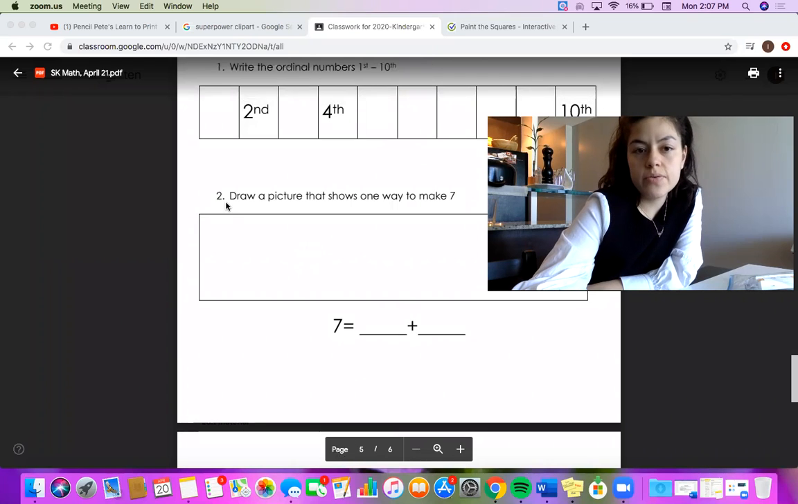In question number 2, it's a decomposing question where you have to chop, chop, chop. Draw a picture that shows one way to make 7. You'll draw out 7, you'll chop it, and find 2 parts.